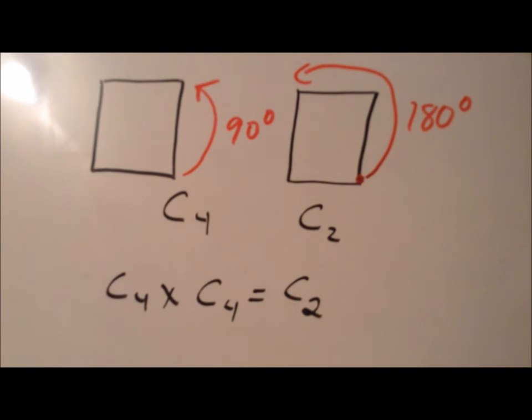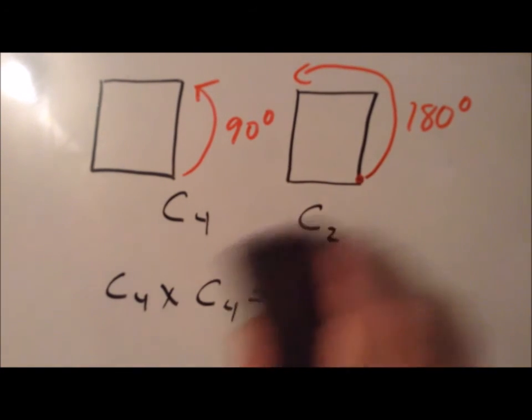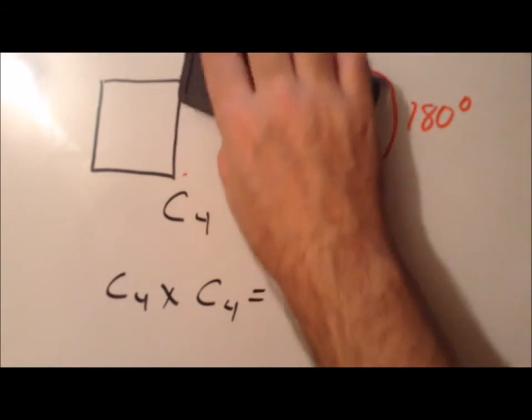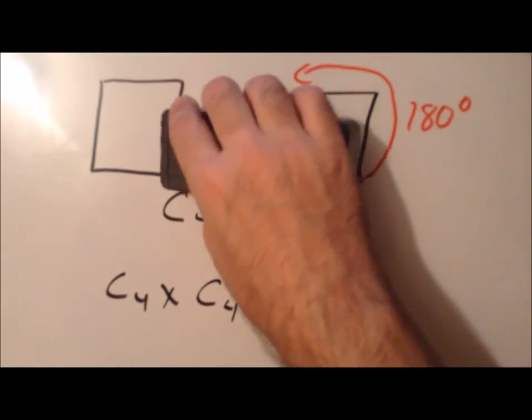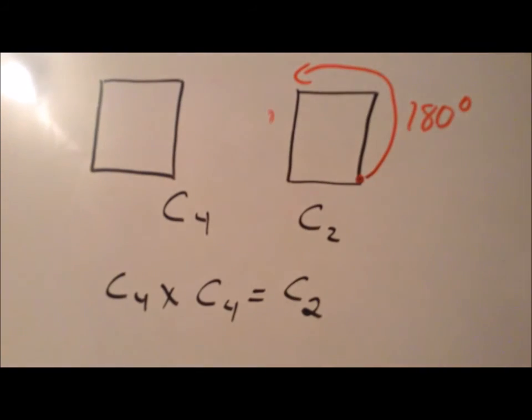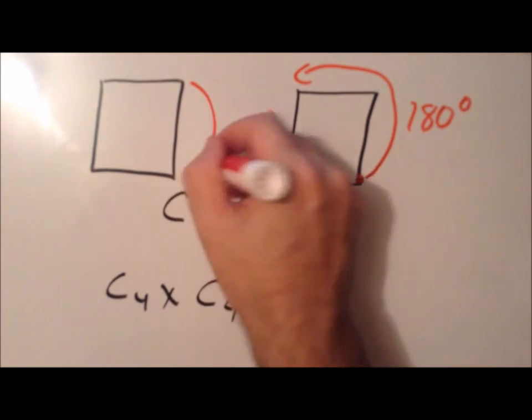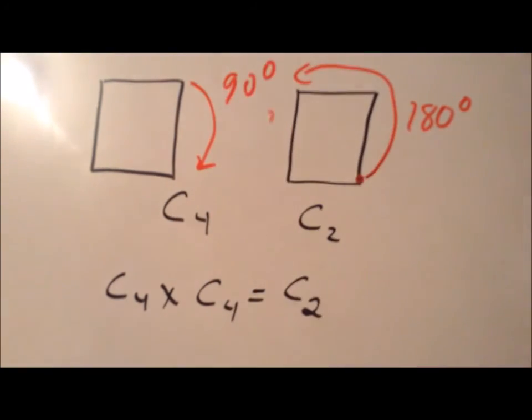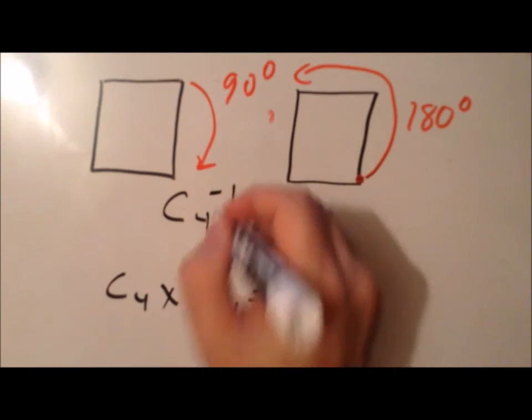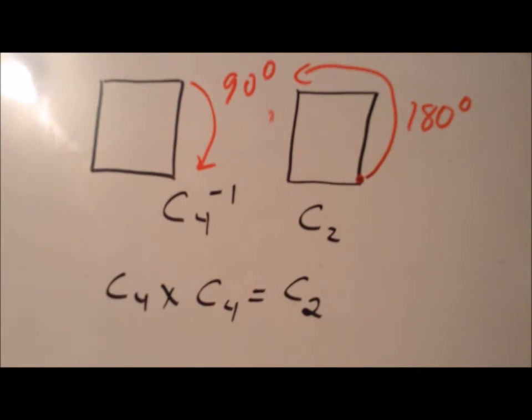So for example, let's go back up here, but now let's say instead of rotating it in the counterclockwise direction, I decide I'm going to rotate it in the clockwise direction. So our clockwise rotation would go in this direction. If I go 90 degrees in this direction, recall that one of the ways that we can define such a rotation is by using an exponent, and an exponent in the opposite direction is -1. So a rotation clockwise by 90 degrees is denoted as C4 to the -1.